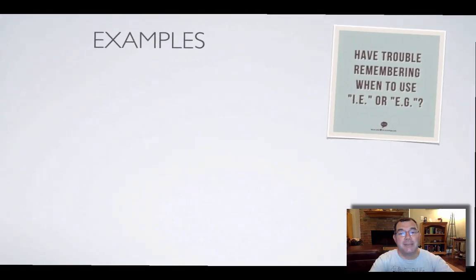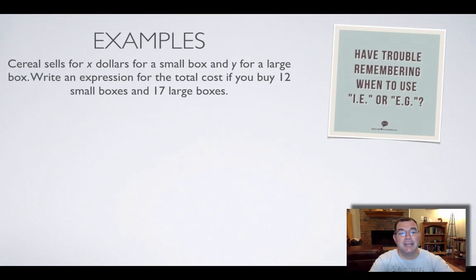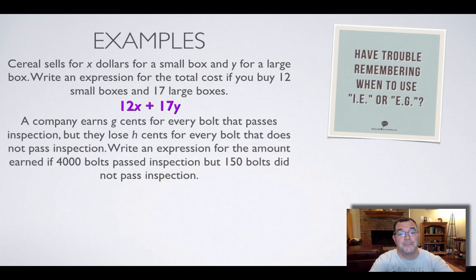Okay, now here are some examples. If cereal sells for X dollars for a small box and Y dollars for a large box, we are to write an expression for the total cost if we buy 12 small boxes and 17 large boxes. Well, 12 small boxes at X dollars per box would be 12x, and 17 large boxes at Y dollars per box would be 17y, so I get 12x plus 17y.